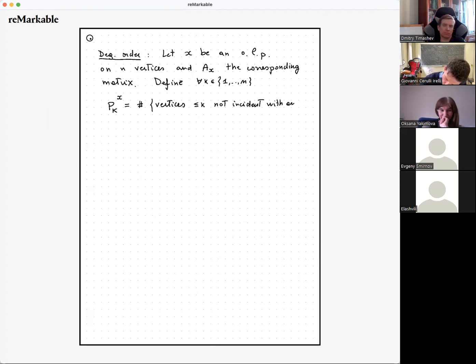plus the number of arrows of the link pattern of X, whose target is on the left of k. Okay, something like this. So it's a number attached to the link pattern.